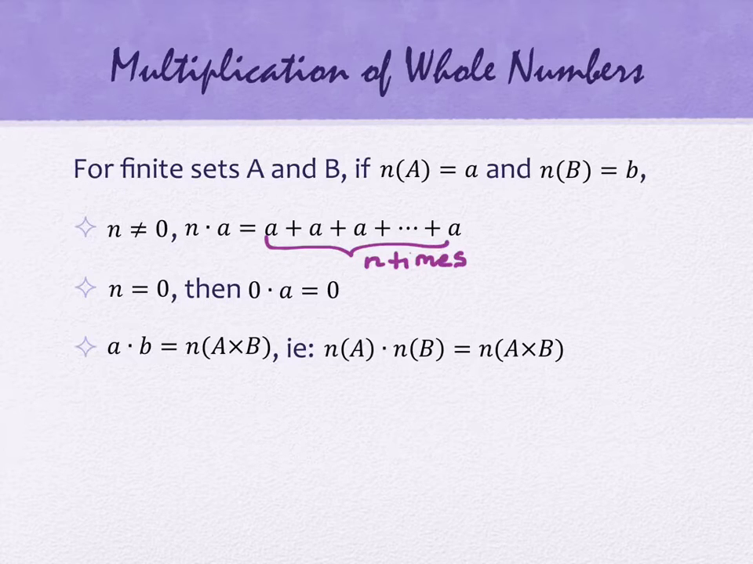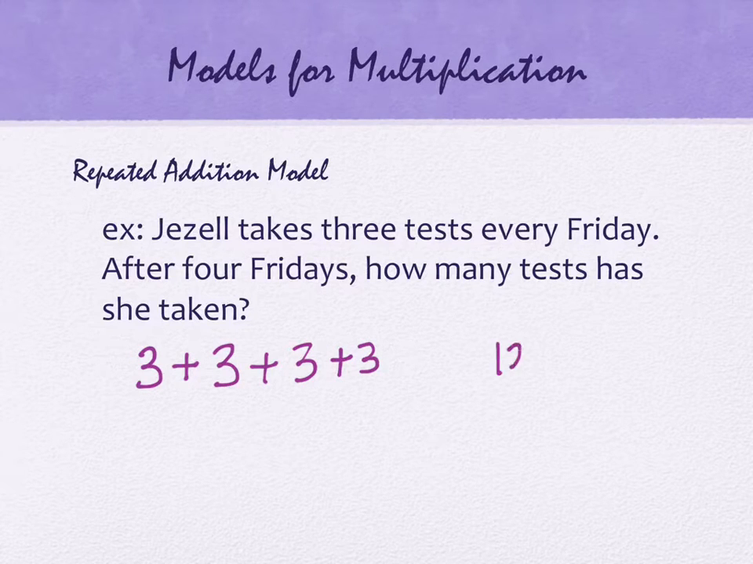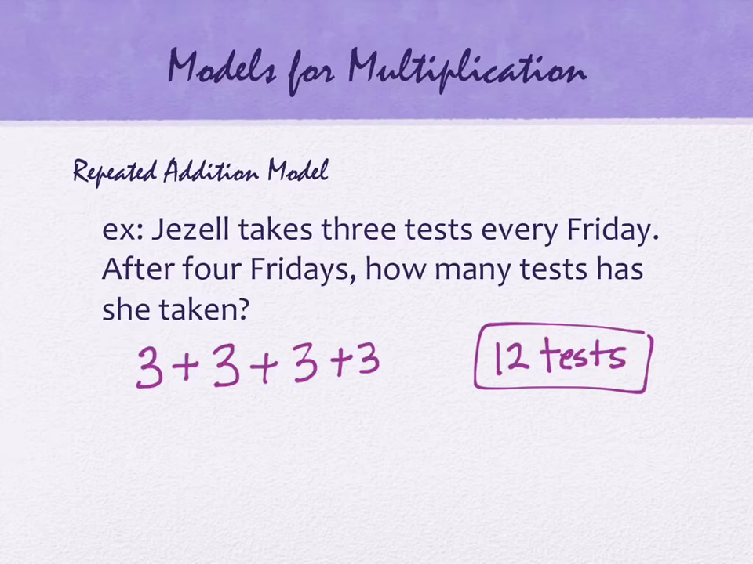And we're going to do the same thing we did in the last section when we talked about subtraction. We're going to have 3 models for multiplication. So the first model for multiplication is the repeated addition model. Giselle takes 3 tests every Friday. After 4 Fridays, how many tests has she taken? Well, right, this is 3 times 4, obviously. But because it's 3 times 4, this is the idea of repeatedly adding the 3 together 4 times. She's taken 12 tests. Repeated addition.